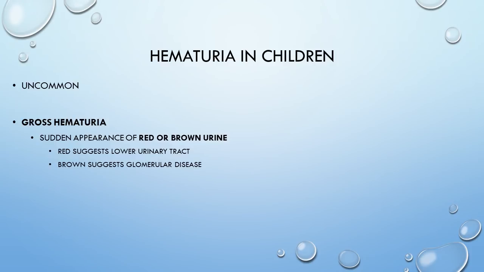Brown suggests glomerular disease. If you think about the red blood cells that are probably leaking through, in a lower urinary tract issue, those red blood cells are probably going to be whole and maintain their color. Whereas if they have to squeeze through the glomerulus, they're probably going to get damaged, giving you more of that brown color. You want to look for associated flank or urethral pain, injury, or trauma.